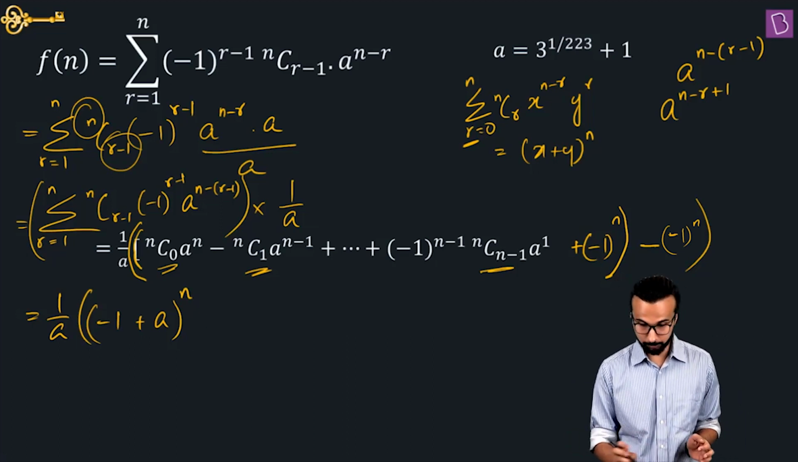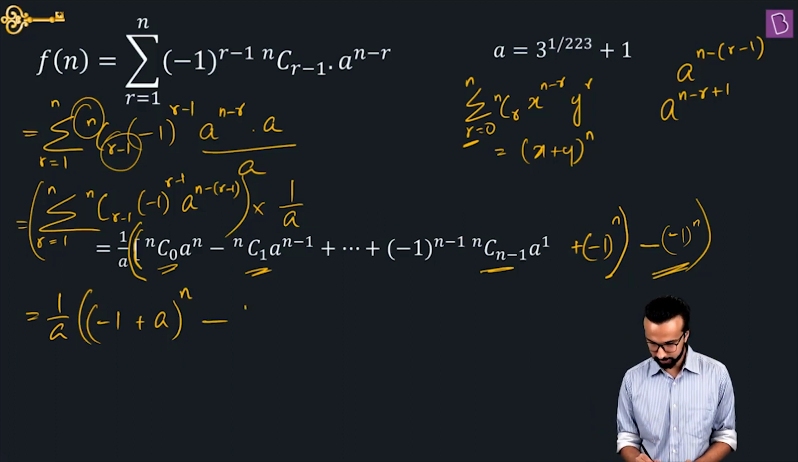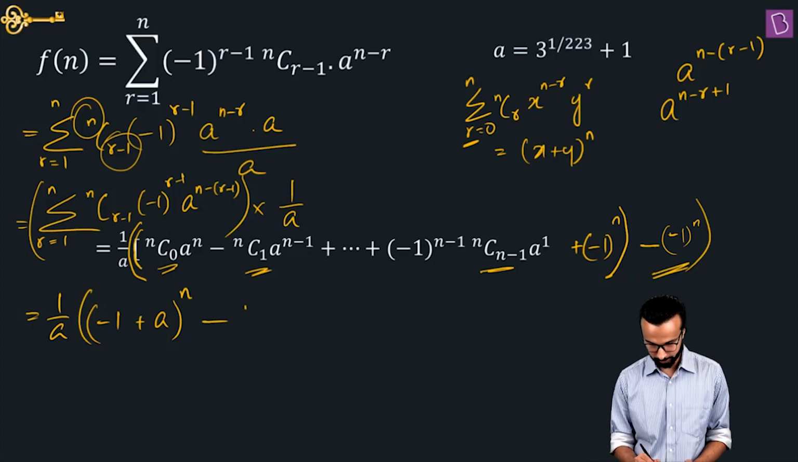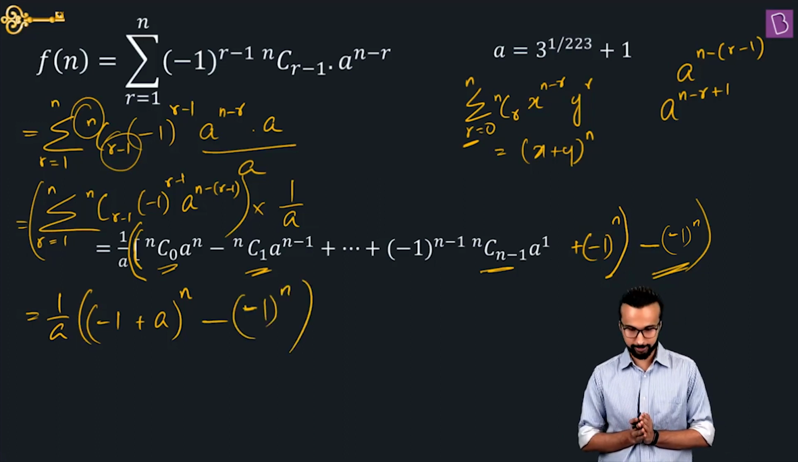Okay, but there's a minus 1 here. Don't forget, minus 1 raised to n. Okay, so there's a minus of minus 1 raised to n. Alright, let me correct myself there. It's minus 1 raised to n here.